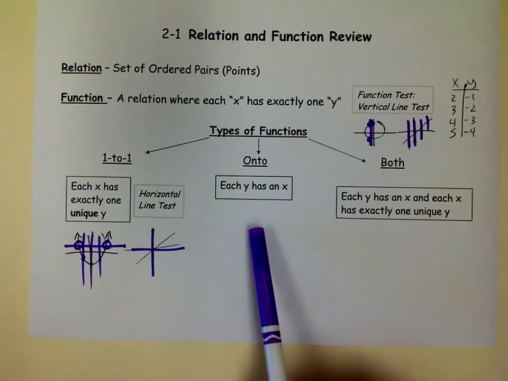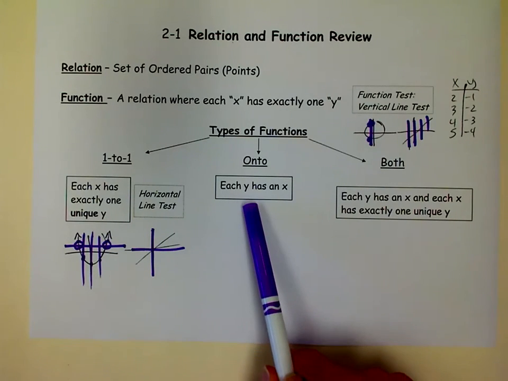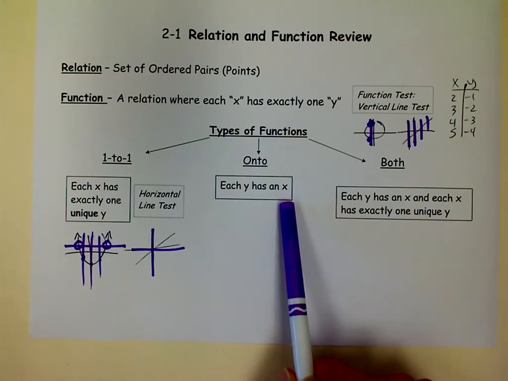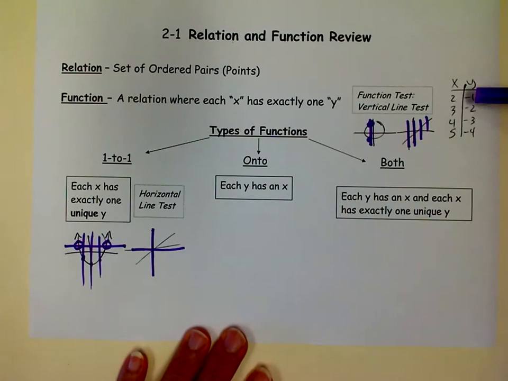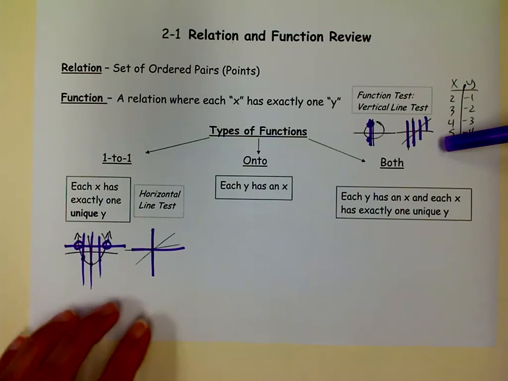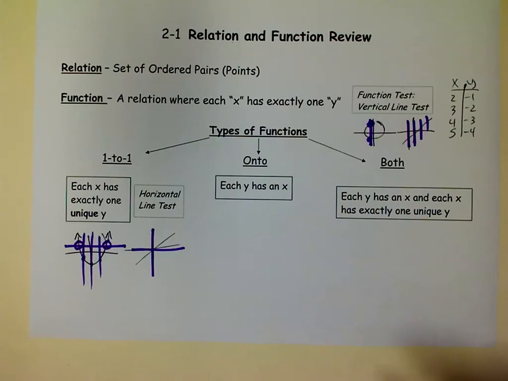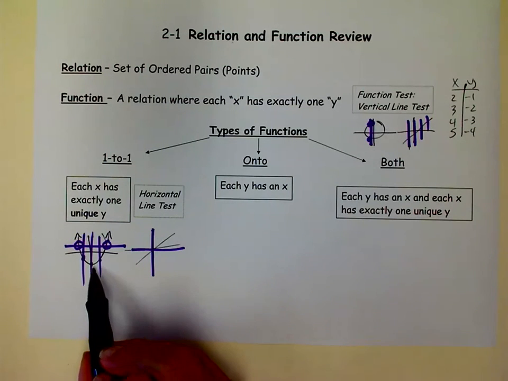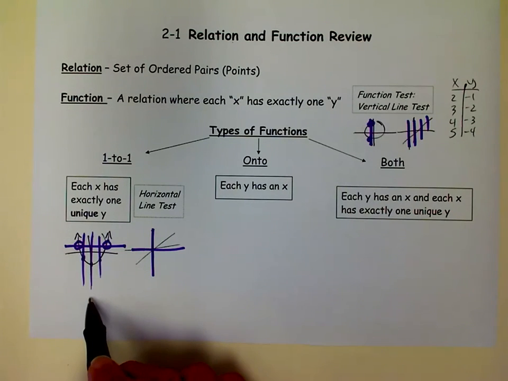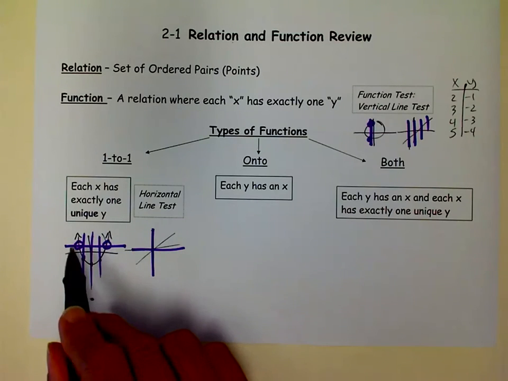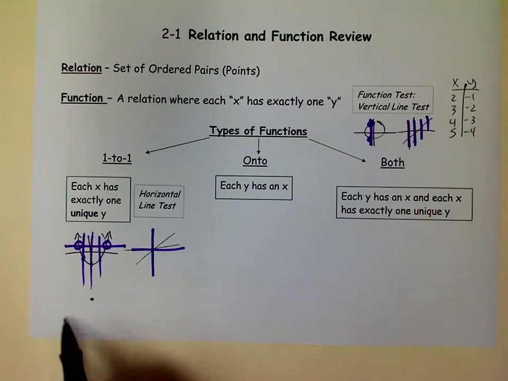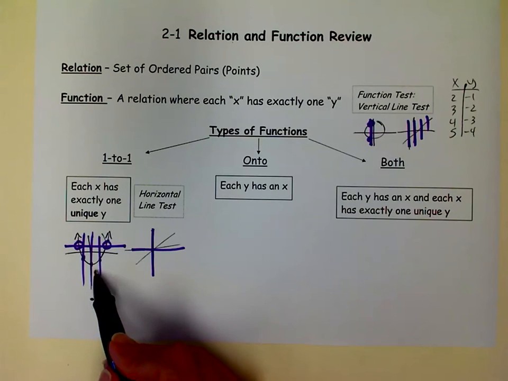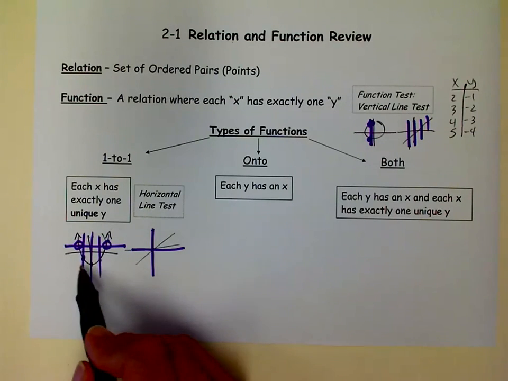Okay, so for an onto function, each y has an x. If you had a domain and range like a set of points, you would want to make sure that each y has an x. But when you're graphing a line, you've got to be careful, because on the graph you're assuming that the domain and range are all real numbers. So for example, this parabola wouldn't be an onto function because you have y's down here that aren't on the graph. The range of this function only goes up, so this would not be an onto function.